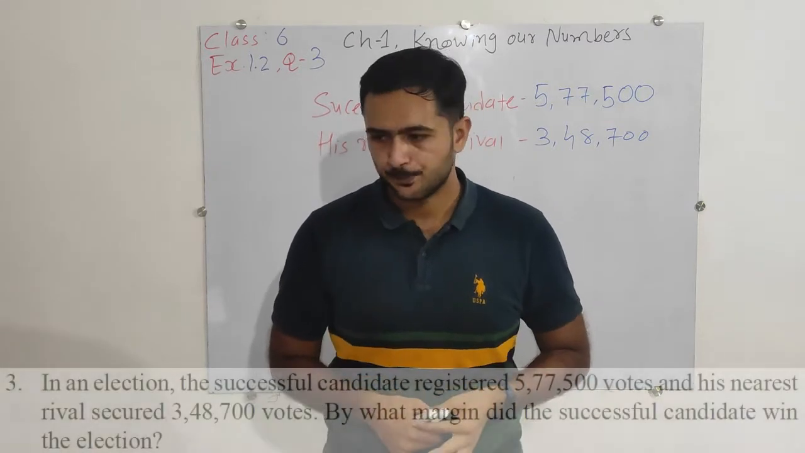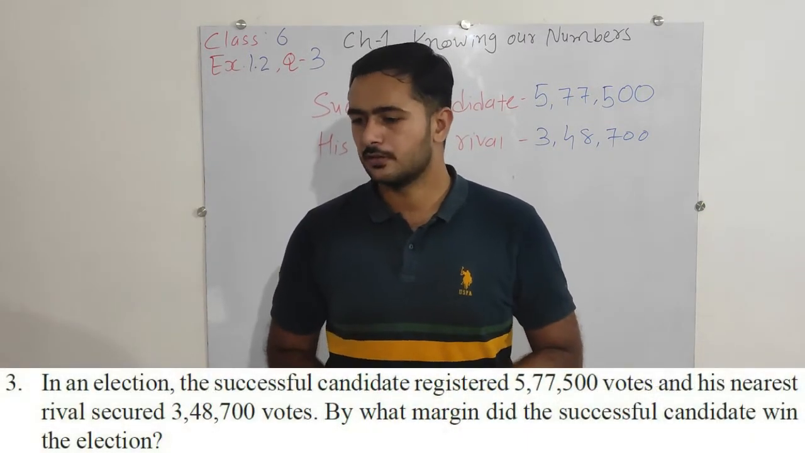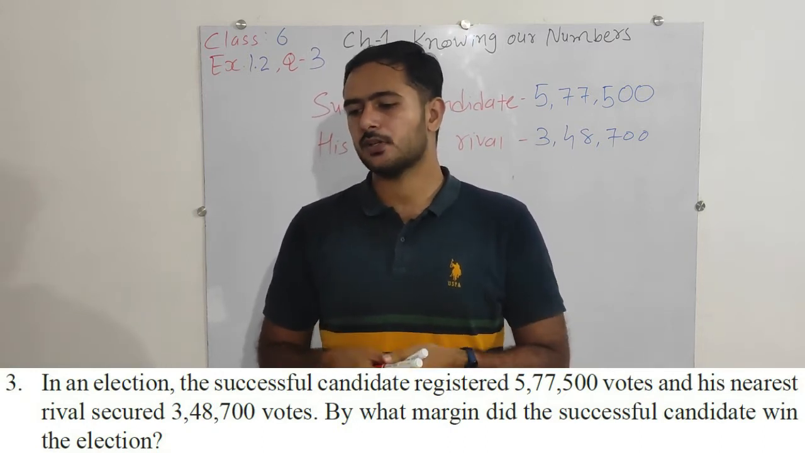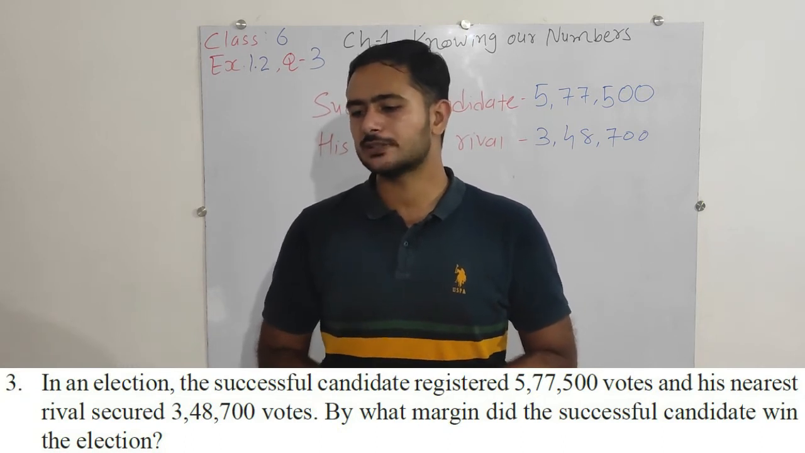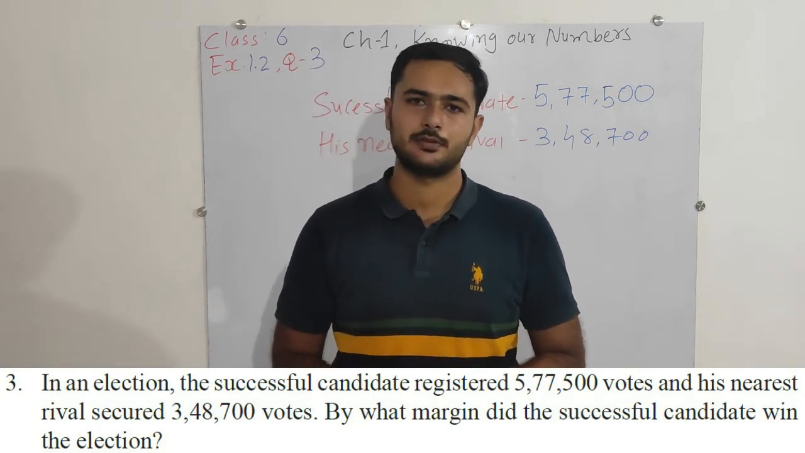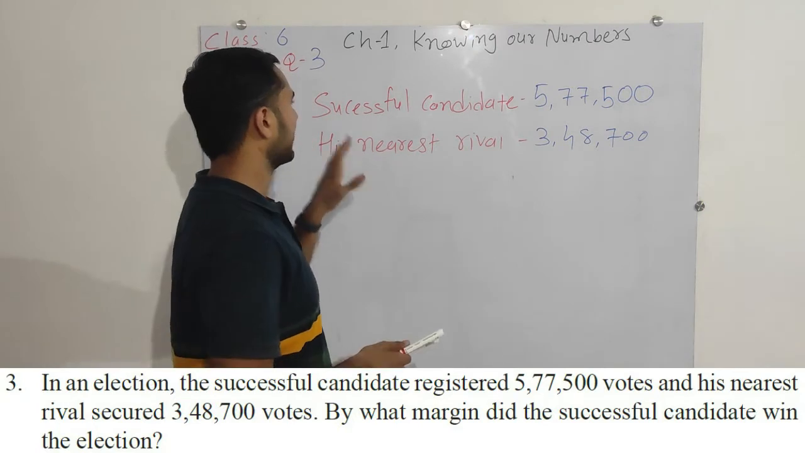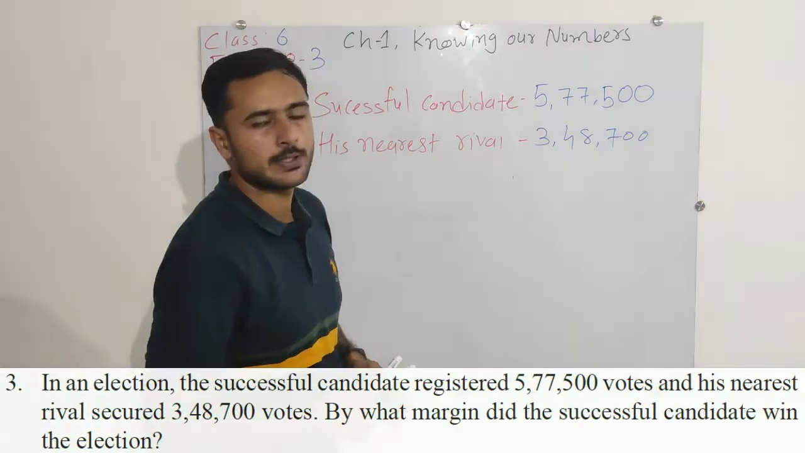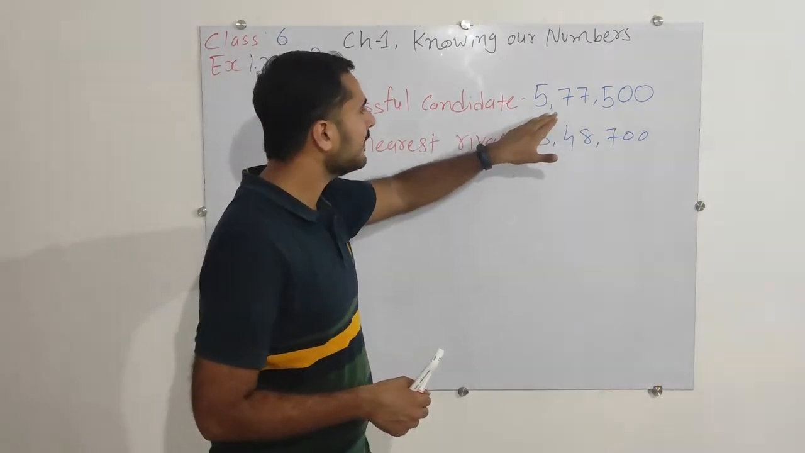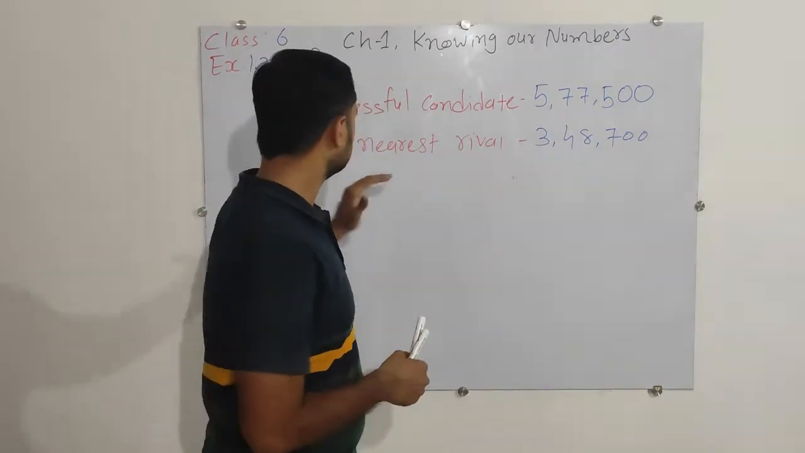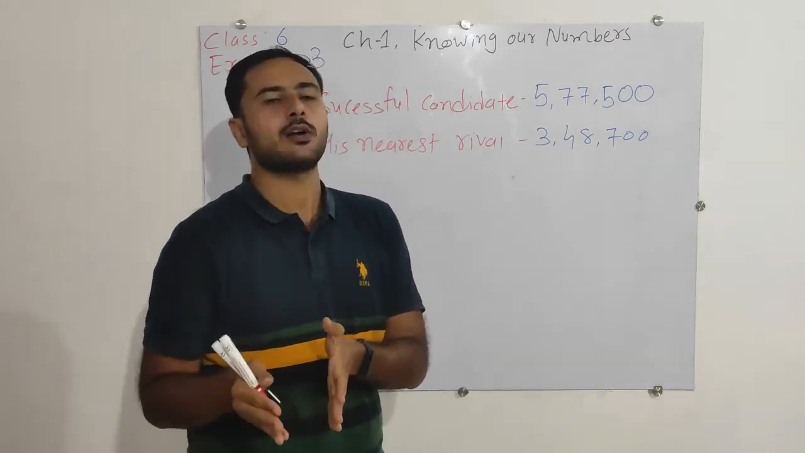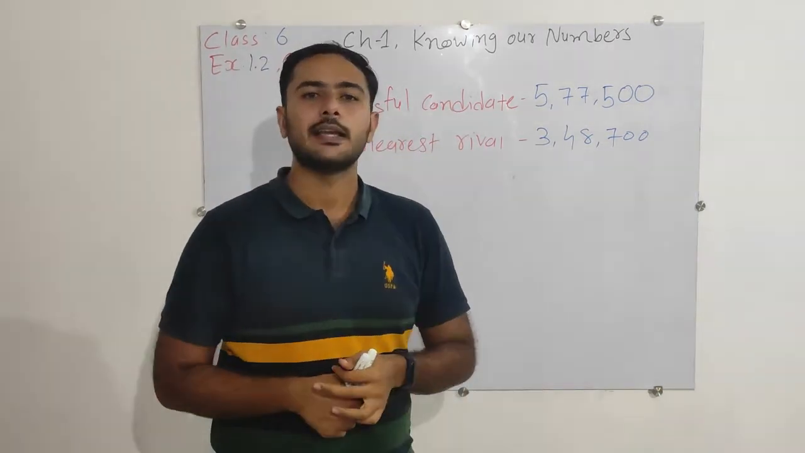Now let's see question number 3. Given that in an election, the successful candidate registered 5,77,500 votes and his nearest rival secured 3,48,700 votes. By what margin did the successful candidate win the election? So here we have the data for the successful candidate as well as his nearest rival. The successful candidate got 5,77,500, and his nearest rival got 3,48,700. We have to find out by how many votes the successful candidate won the election.